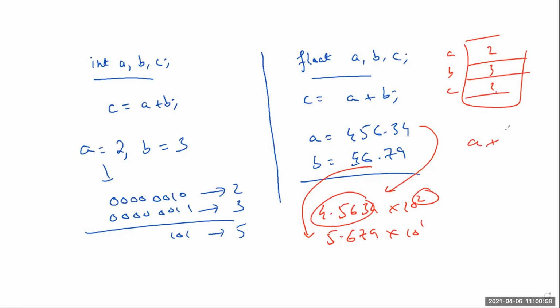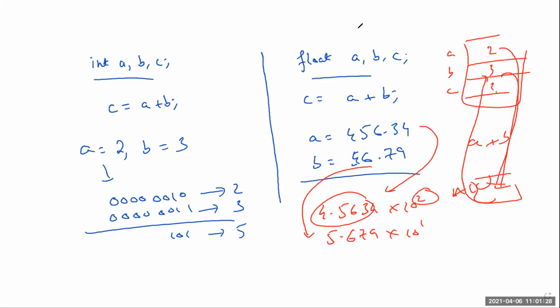When you write A plus B, you remember that in your processor, there's something called ALU, arithmetic logic unit. So your data from memory goes to ALU, it is added, and then it comes back to memory, which is stored in variable C. So the conclusion is that integers are added in a different way because they are represented differently. Floats are added in a different way, right?